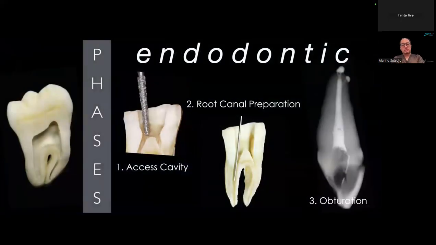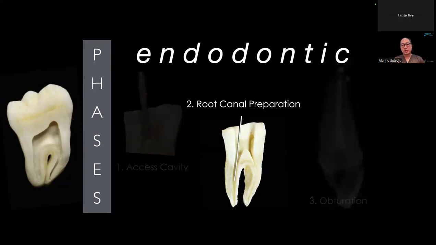If we are talking about endodontic treatment, we all know we have three phases of endodontic treatment. The first thing we have to do is the access cavity, and then we continue with our root canal preparations, and then we finish with obturation, and of course, last but not least, the restoration. And tonight, I am going to speak about root canal preparations to all of you.